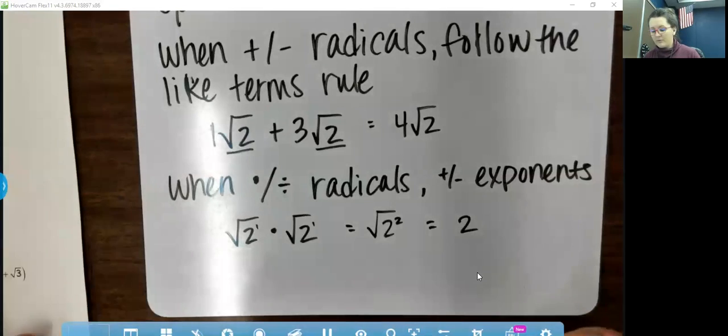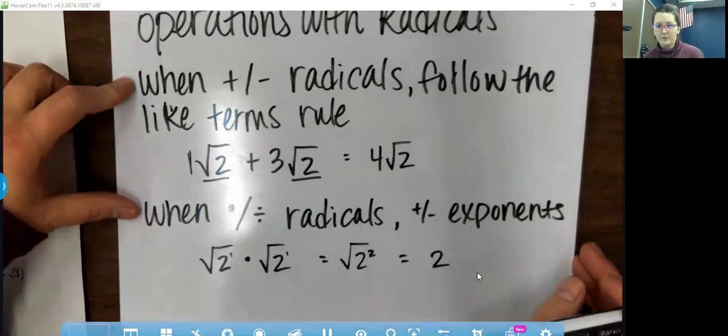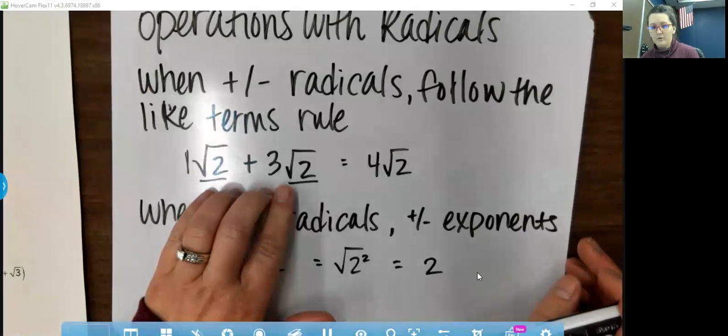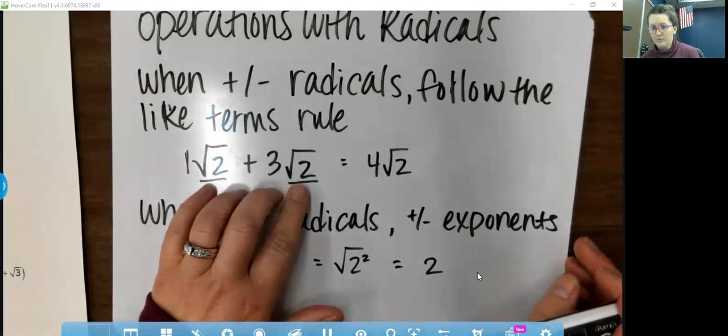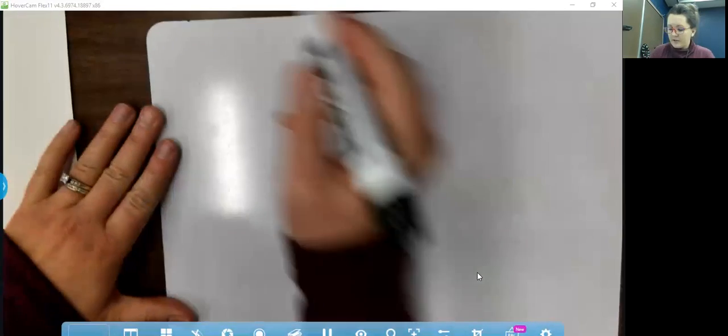Okay, so let's do some of these examples from your notes now that we have those two rules written down. So remember, when adding or subtracting radicals, we have two different terms here, right? We can follow the like terms rule, making sure that our radicals are like terms. All right.